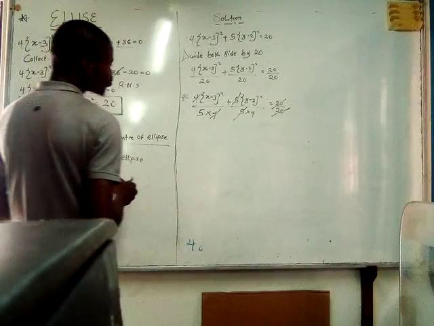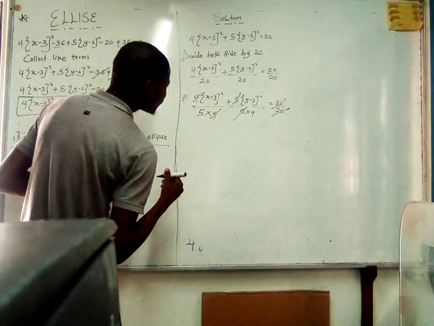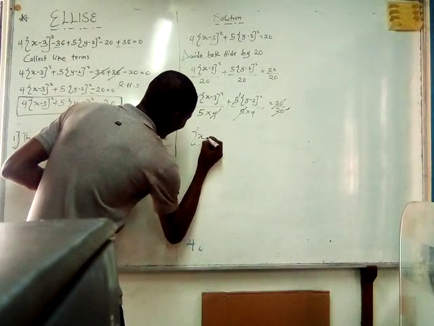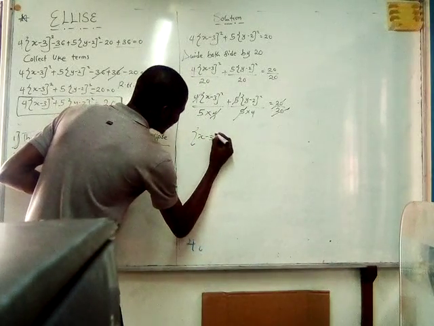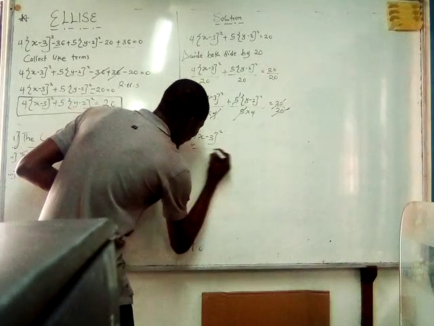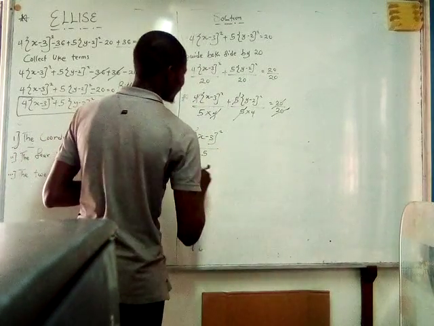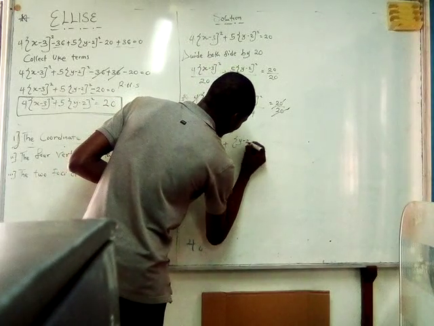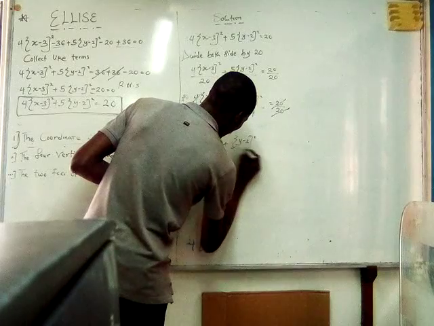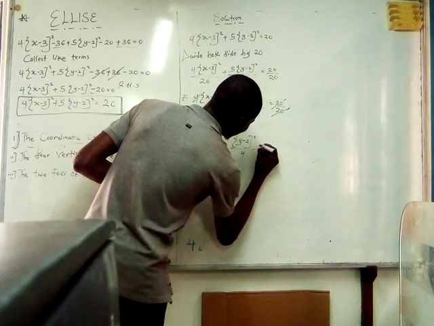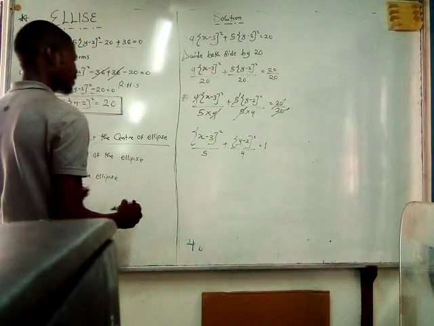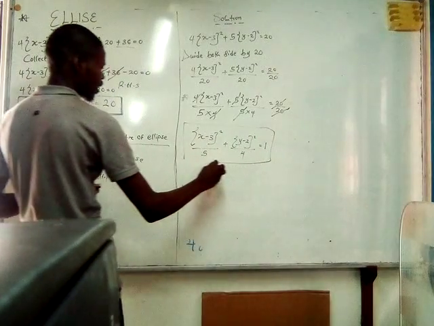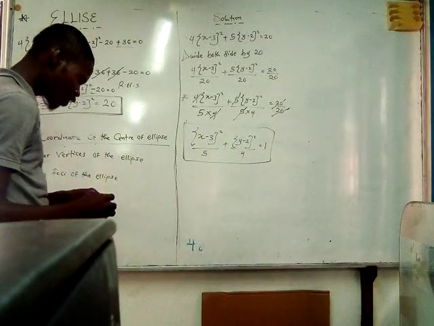So we are going to have open bracket x minus 3 raised to power 2 over 5 plus y minus 2 raised to power 2 over 4 equals to 1. So this is where we are going.